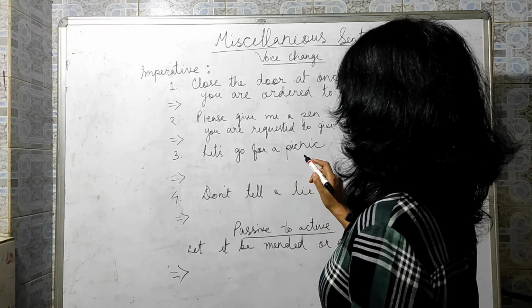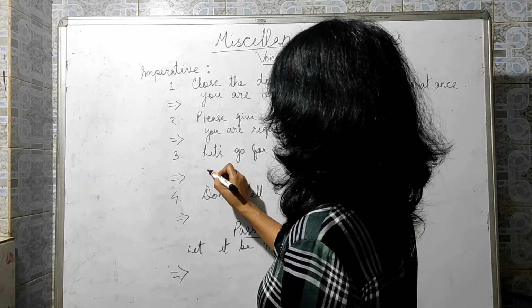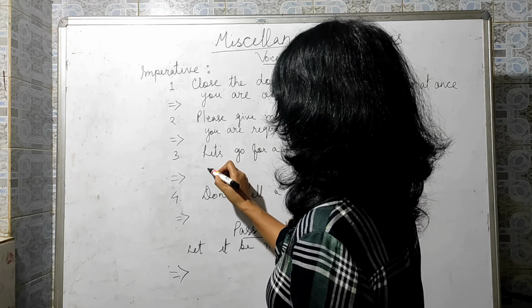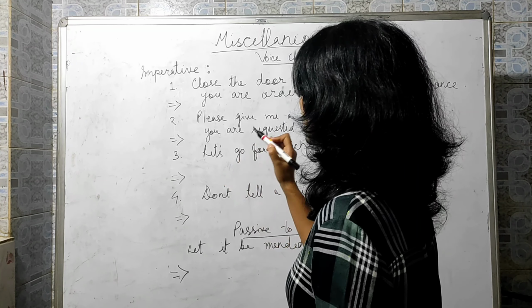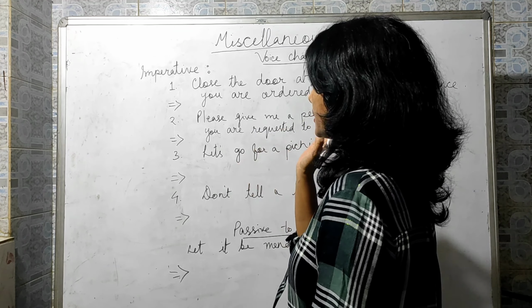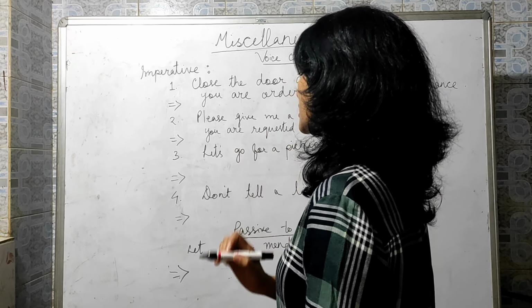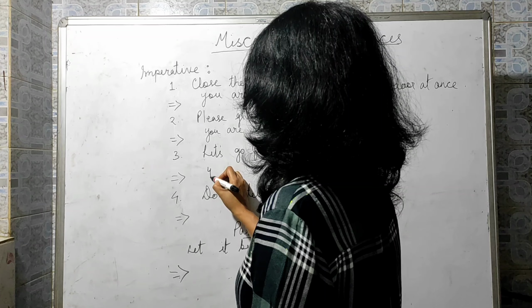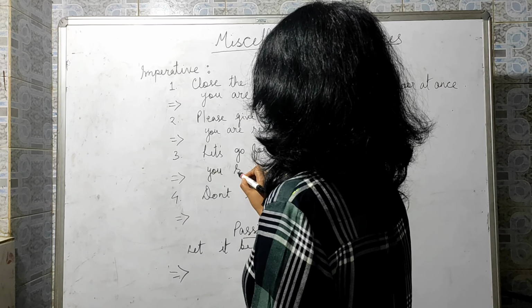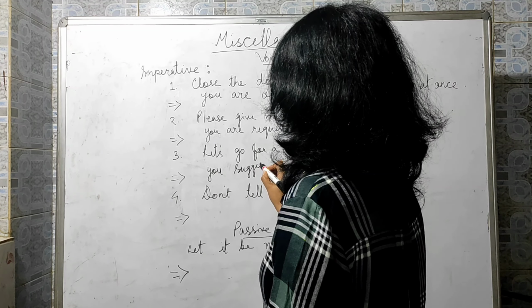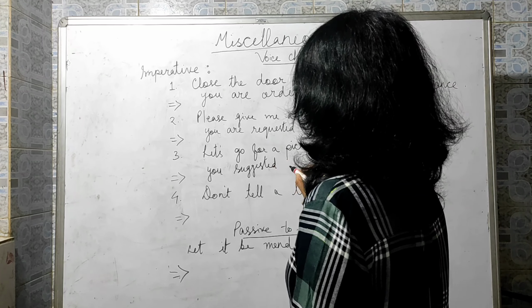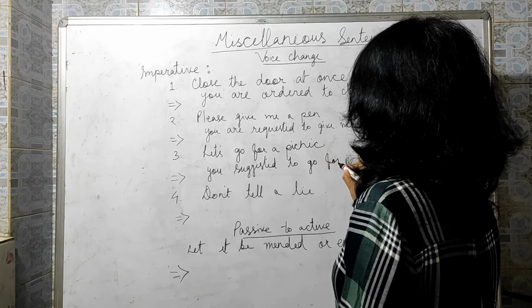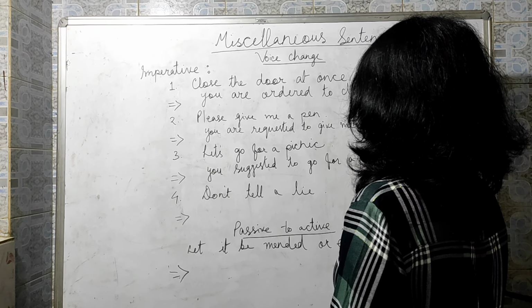"Let's go for a picnic." This is a proposal. In an imperative sentence, always remember the subject is you. So, you are suggested to go for a picnic.